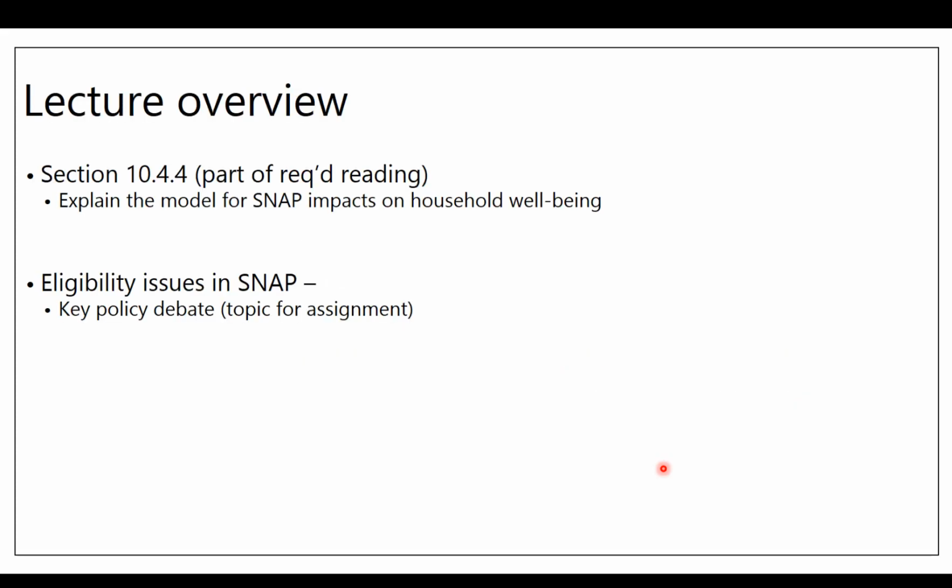So just as an overview, I'm going to look at section 10.4.4, basically explaining that economic model there on household well-being, and then look into a little bit of discussion of eligibility issues in SNAP, since the key policy debate that has emerged is, are too many people getting onto the program? Is it disincentivizing work? Those sorts of things.